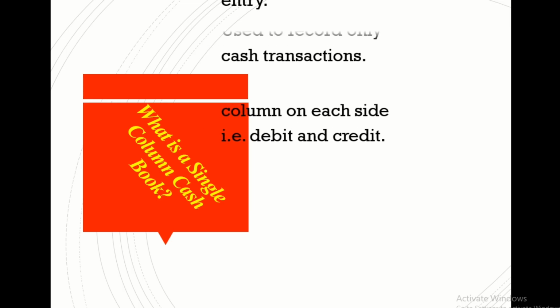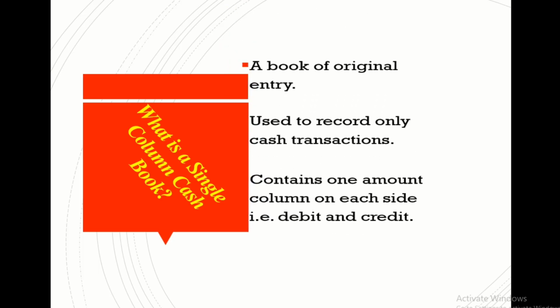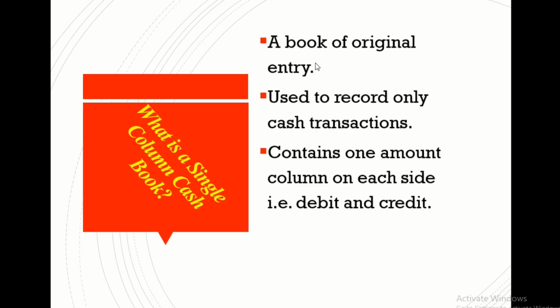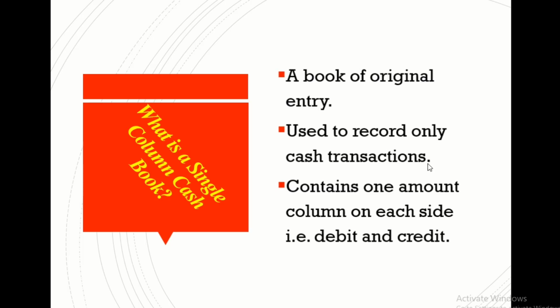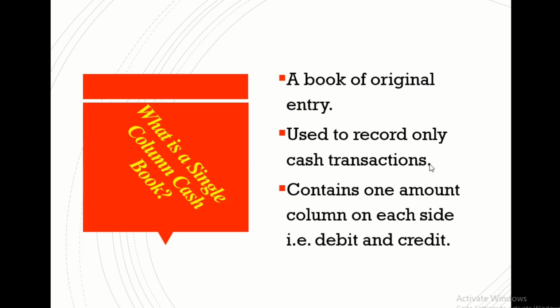A single column cash book is, first of all, a book of original entry that is used to record only cash transactions. That is to say, cash payments and cash receipts. And by the way, it contains one amount column on each side, that is debit and credit. Each and every cash book is supposed to have two sides. Number one, debit side. Number two, credit side.